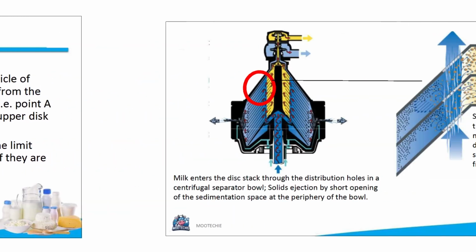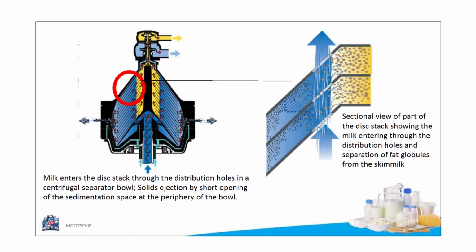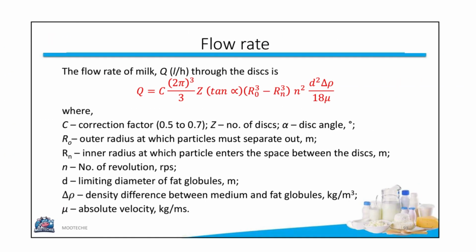This slide illustrates how milk enters the disc stack through distribution holes. Solids are ejected by briefly opening the sedimentation space at the periphery of the bowl. The sectional view shows the separation of fat globules from the skim milk. The flow rate of milk, Q, through the discs is given by a complex formula involving a correction factor, C, the number of discs Z, the disc angle alpha, the outer and inner radii r_o and r_n, the rotational speed n, the limiting diameter of fat globules d, the density difference delta rho, and the absolute viscosity mu.